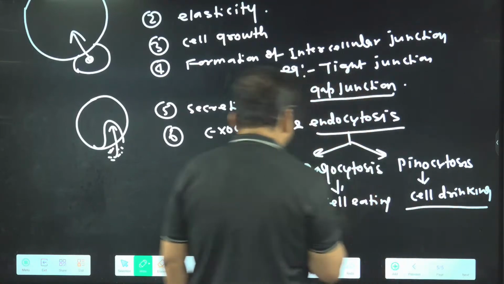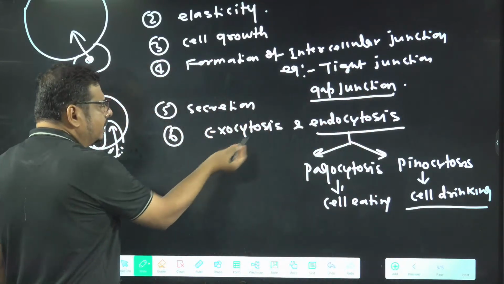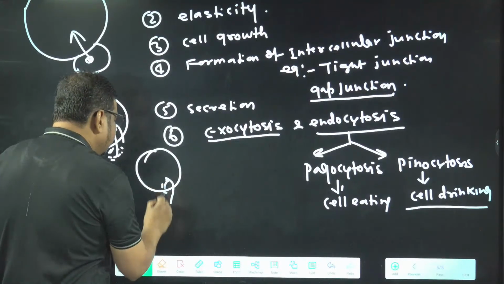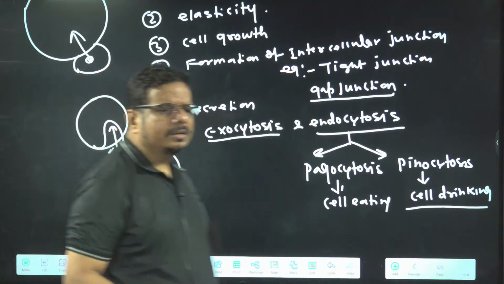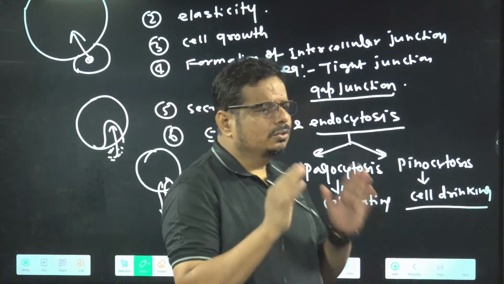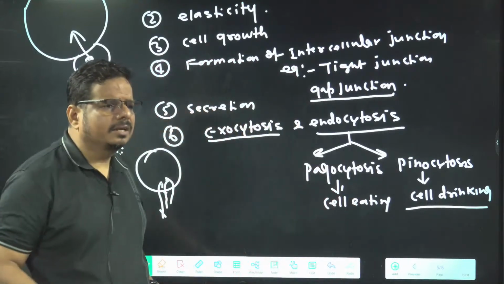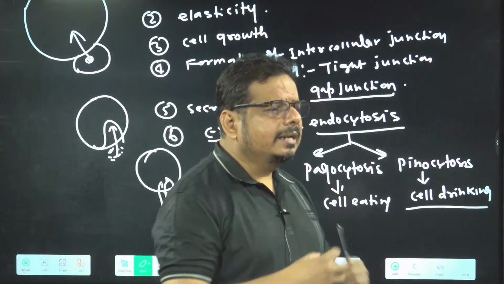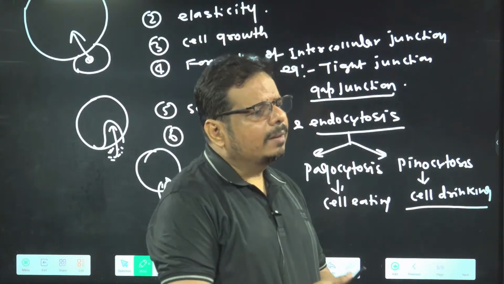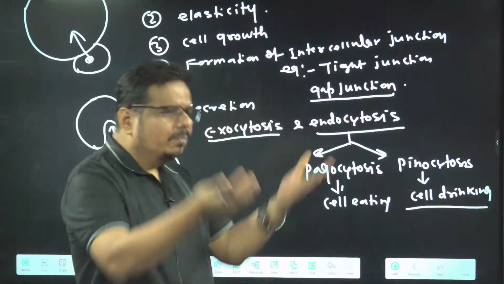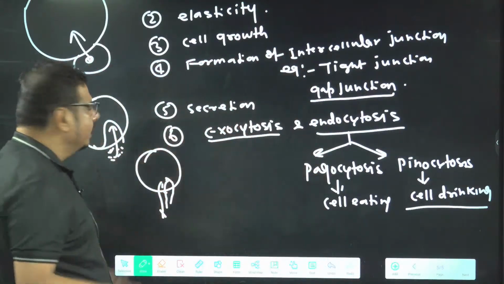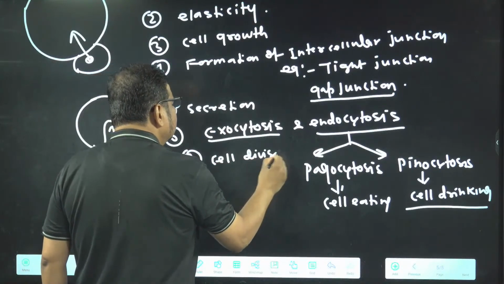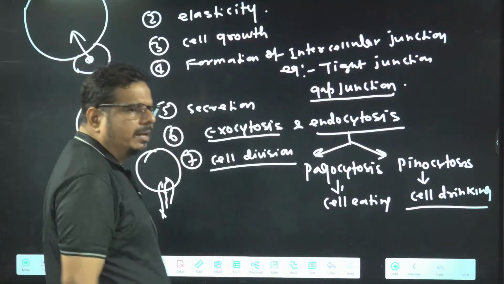So secretion is a result of which one? Exocytosis. Something is coming out of the cell. It is what? Secretion, na? It is exocytosis. Is it clear in the mind? So exocytosis, endocytosis, secretion, formation of intercellular junction, cell growth, elasticity, lateral movement, and of course cell division also, you can write cell division. All these are possible due to which one? Fluid nature of the plasma membrane.